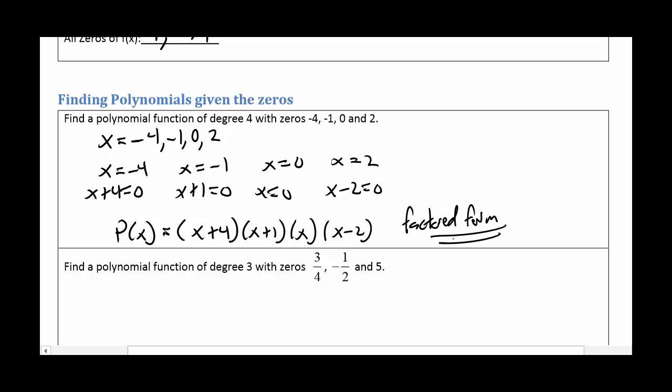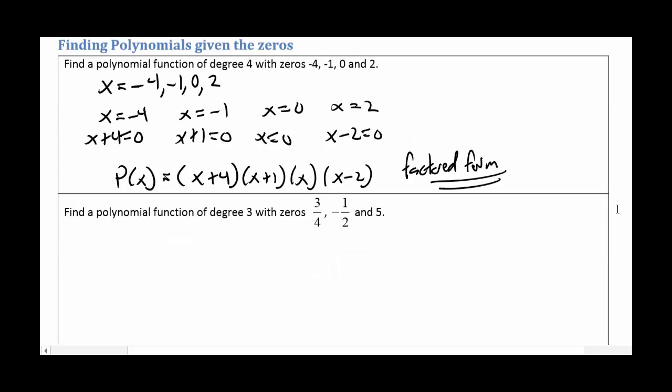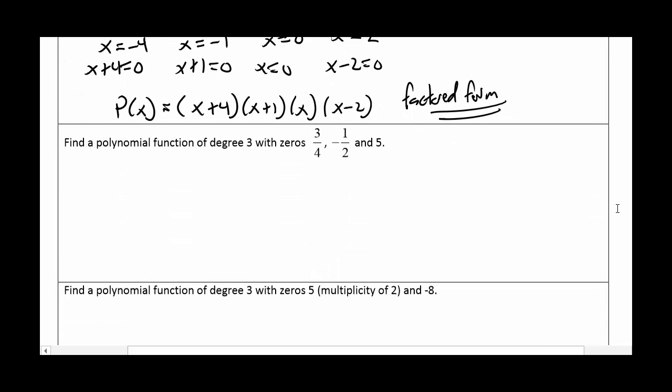And we'll go through the actual original polynomial form in a moment here with at least one of these examples, but let's jump down to the next one. Next one is a polynomial of degree 3 with zeros 3/4, -1/2, and 5. So imagine that we had x equals 3/4, x equals -1/2, and x equals 5.